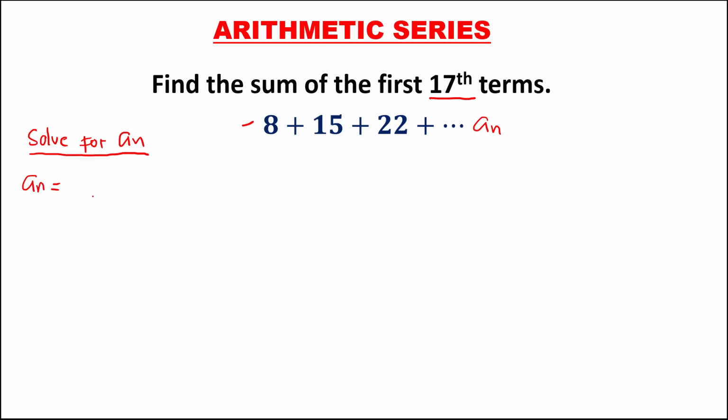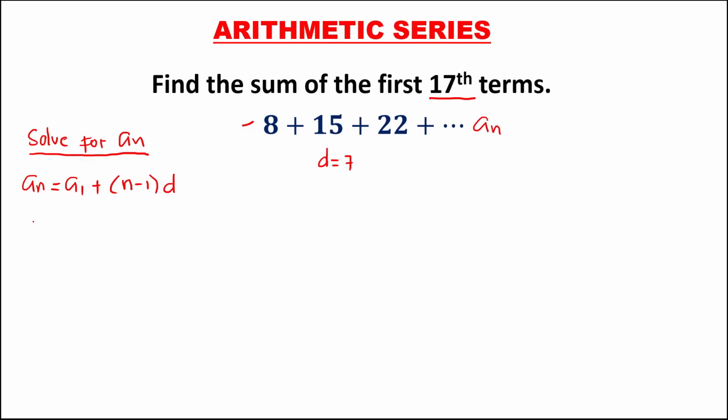for the last term, so this is equal to a sub 1 plus n minus 1 times the common difference. Now observe from this given, the common difference is 7. So we have 8 plus 7, that's 15. And 15 plus 7, that's 22. So the common difference is 7.